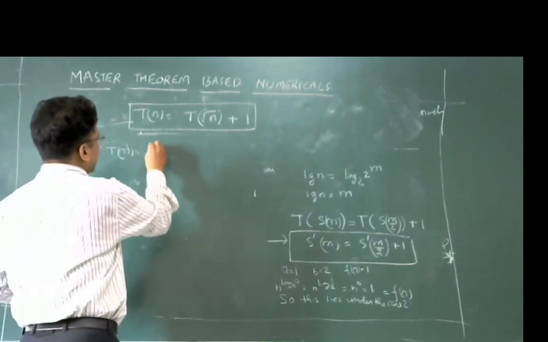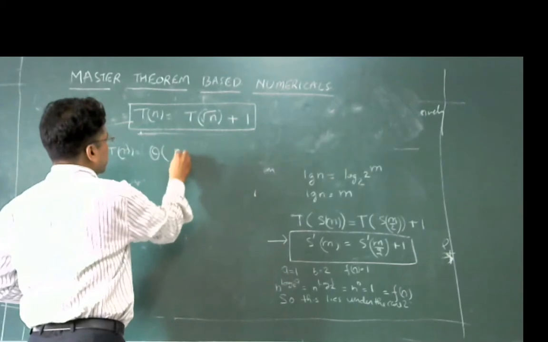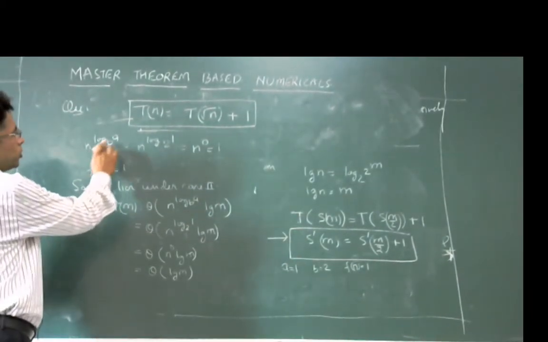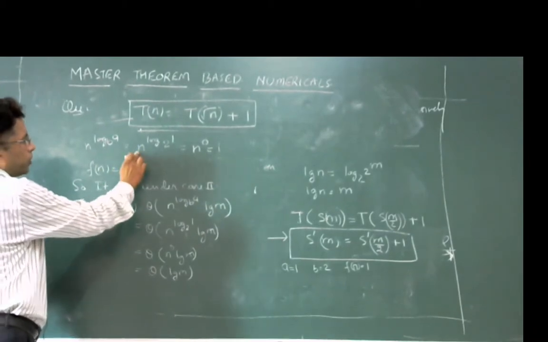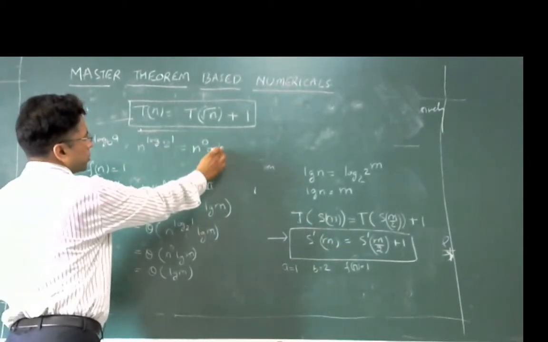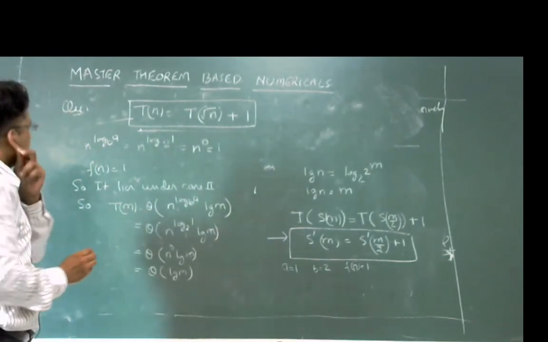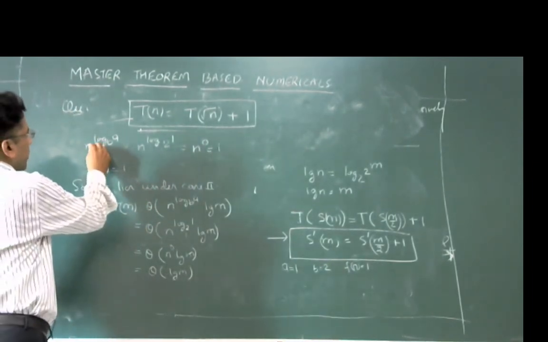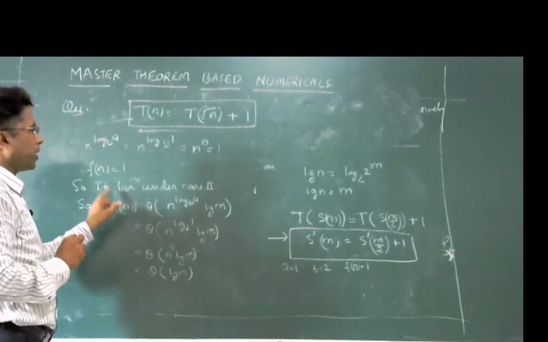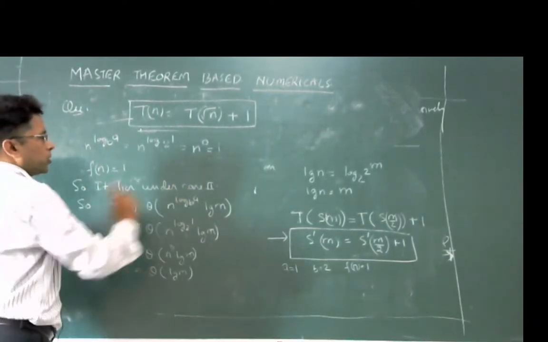Now n raised to the power log a base b equals n raised to the power log 1 base 2, which is n raised to the power 0, equal to 1. Here f(n) is also equal to 1. So it lies under case 2.